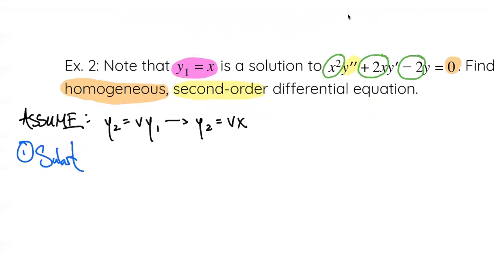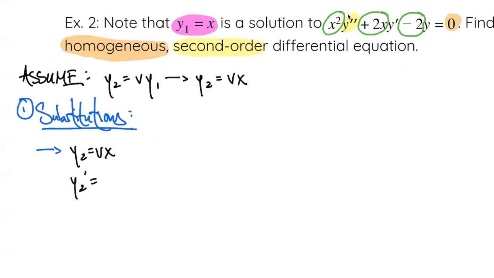We're going to start by making a bunch of substitutions. These substitutions, there will be 3 of them, should get us to a first order differential equation. All right, I got y2 equals Vx. Let's find y2 prime. Let's find y2 double prime. Right? We're going to be using product rules, so we need to make sure we keep that in the forefront.